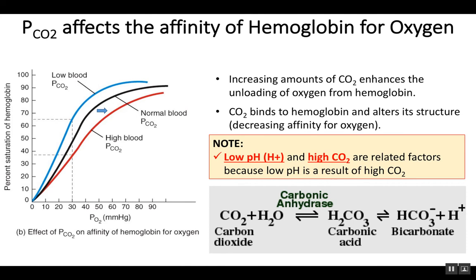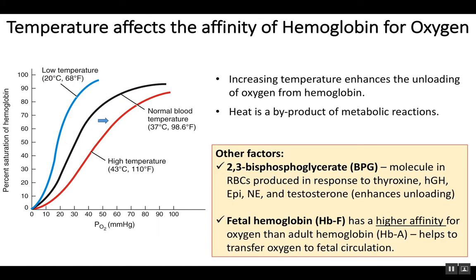The next slide is very similar. The difference is we're looking at temperature. Tissue that is a little warmer, that heats up because of metabolism, will release more oxygen. So increasing temperatures enhance the unloading of oxygen from hemoglobin. Remember, heat is another byproduct of metabolism. Heat, carbon dioxide, and acidity are all results of metabolic reactions.